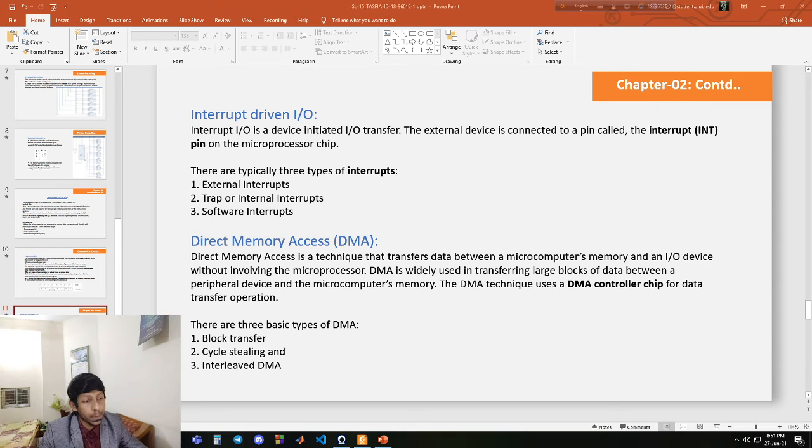The DMA may control the processing in three ways: block transfer, cycle stealing, and interrupt DMA. Cycle stealing means the current process running on the microprocessor has some cycles, and the DMA steals some cycles from it to run the interrupted process. Block transfer is to transfer the requested block to the microprocessor.